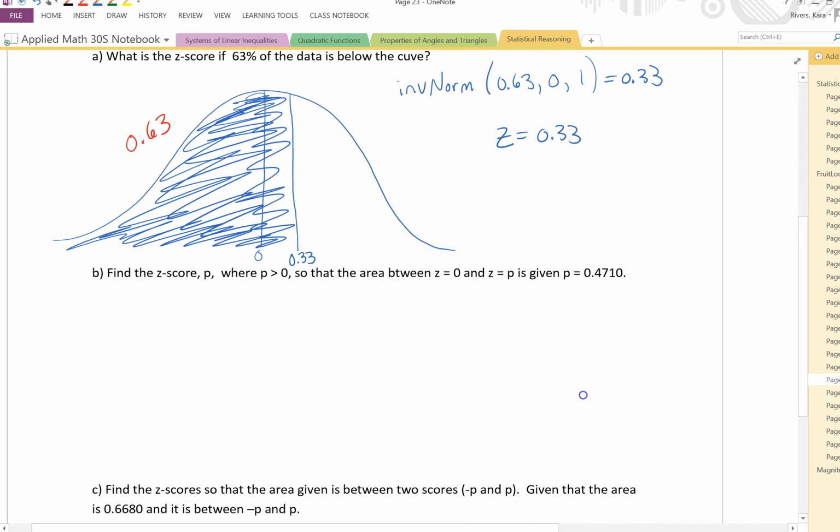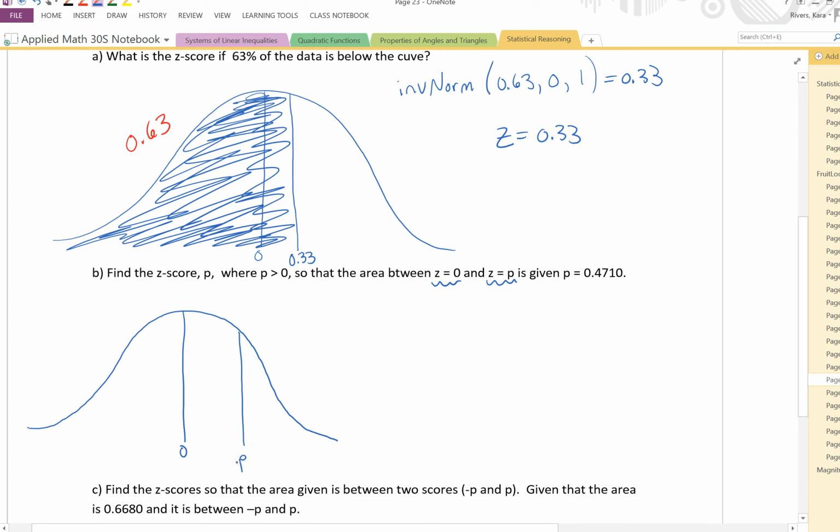Now B looks a little different. It says find the z-score P where P is greater than 0. So that means it's on the other side. Where P is greater than 0, so that the area between z equals 0 and z equals P is given, where P is equal to 0.4710. So what exactly is this asking? If we drew the diagram, I'm going to draw it a little bit smaller so I can write some stuff here. Here's my z-score of 0, and a z-score of P where P is greater than 0. We don't know where P is, but we know it's going to be a value greater than 0.